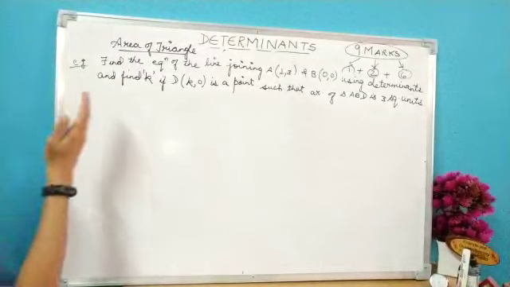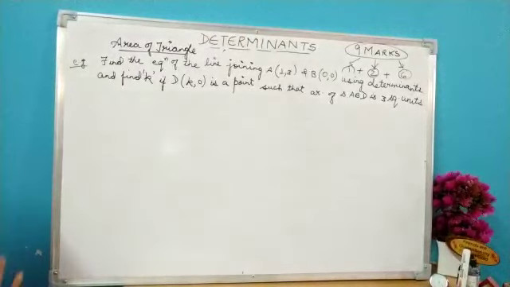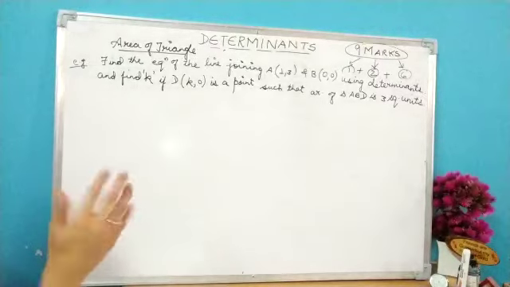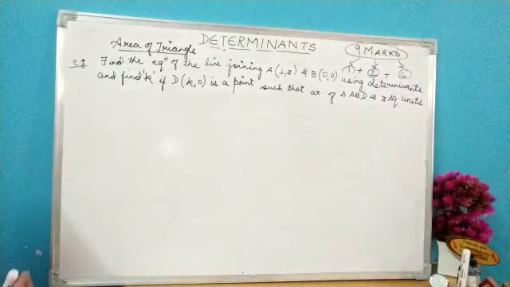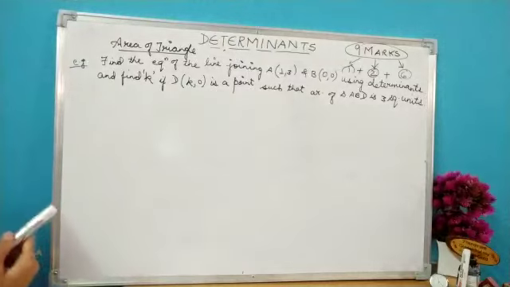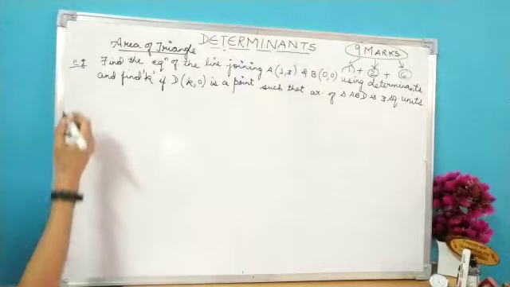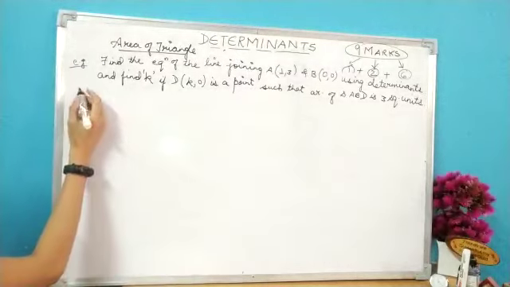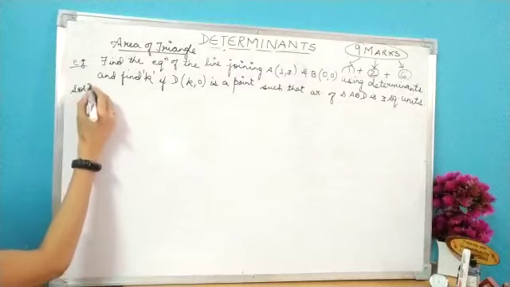Children, now just try to understand this question. It is given: find the equation of the line joining A and B using determinants. Now, if we are using determinants, then we have to make it a triangle. So, A and B points are given. We will consider a third point as x and y. So, the solution will be like this.